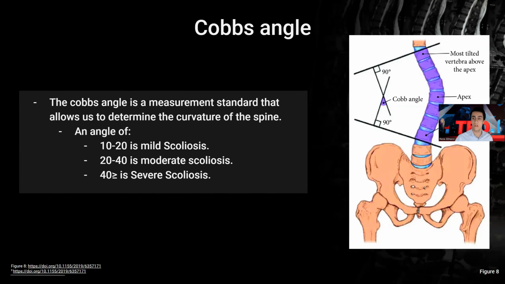Figure 8 is an example of how the Cobb's angle is measured. An angle of 10 to 20 is mild, 20 to 40 is moderate, and anything above 40 is severe scoliosis.